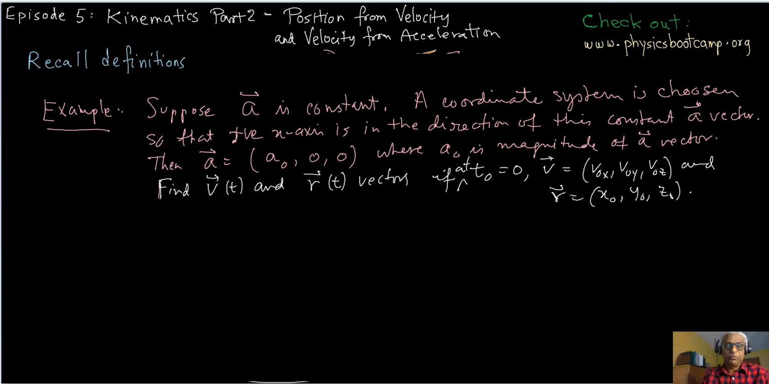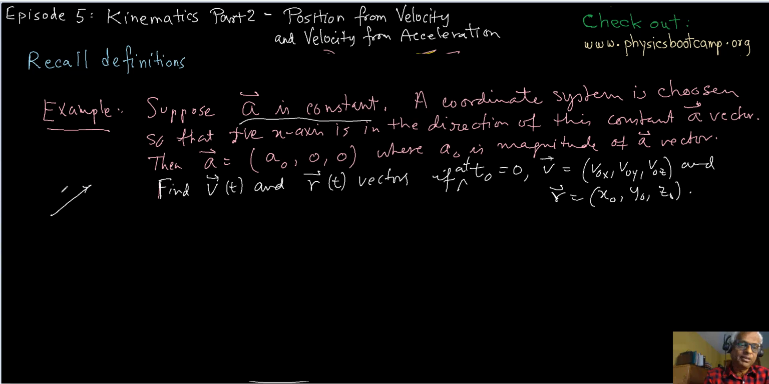Okay, so we want to do a simple problem. Suppose acceleration is constant, meaning it has a constant magnitude, a constant direction. So its direction is not changing around. So I can pick that direction and I can pick a coordinate system. So the x-axis is along that direction, and suppose the acceleration is then in that direction.